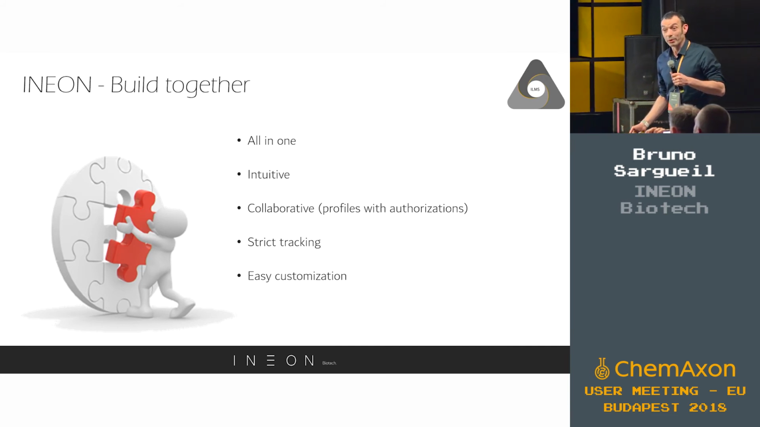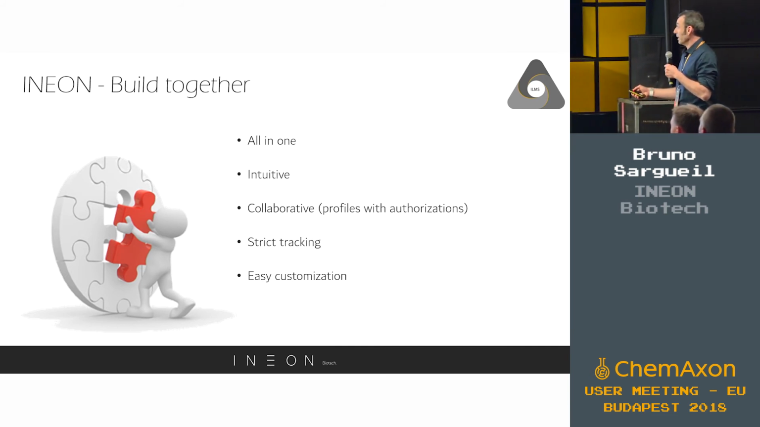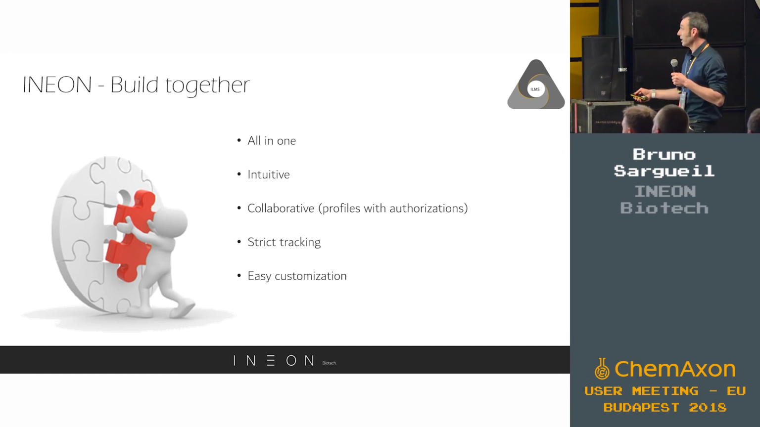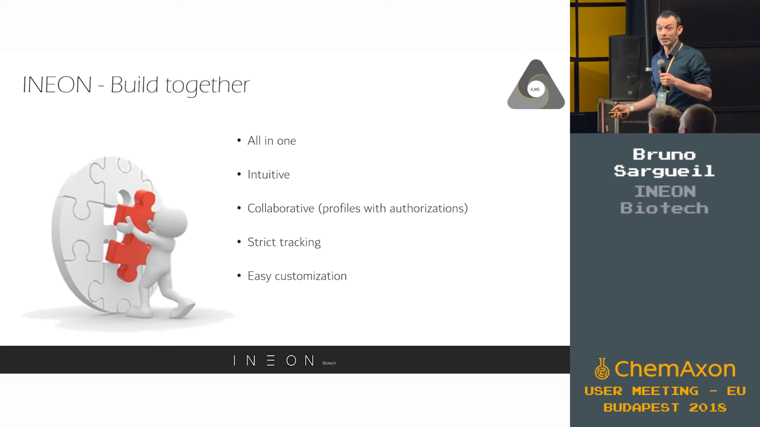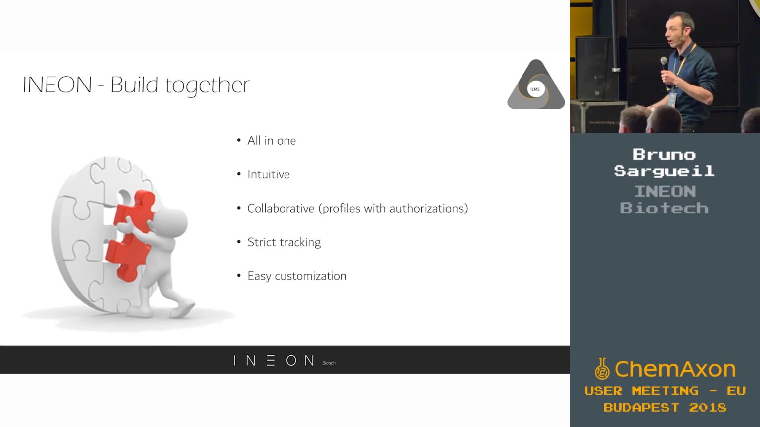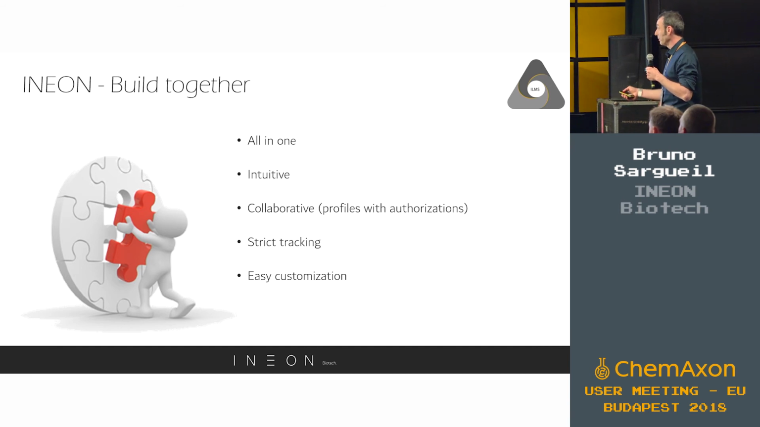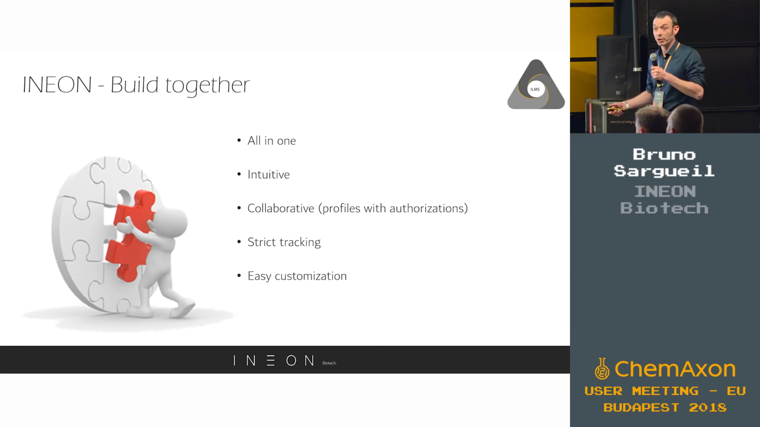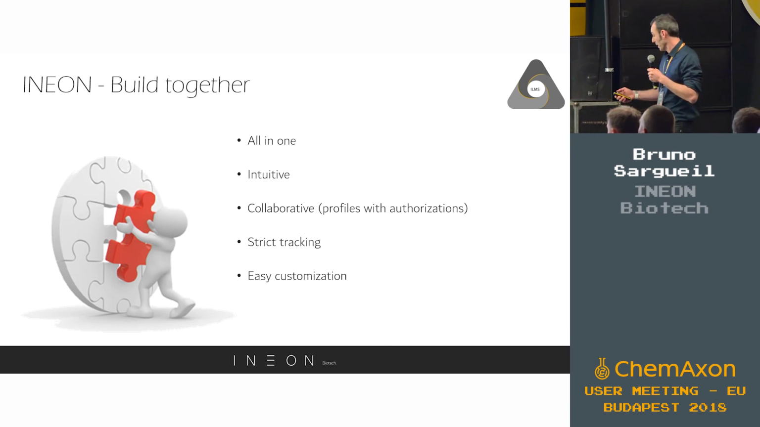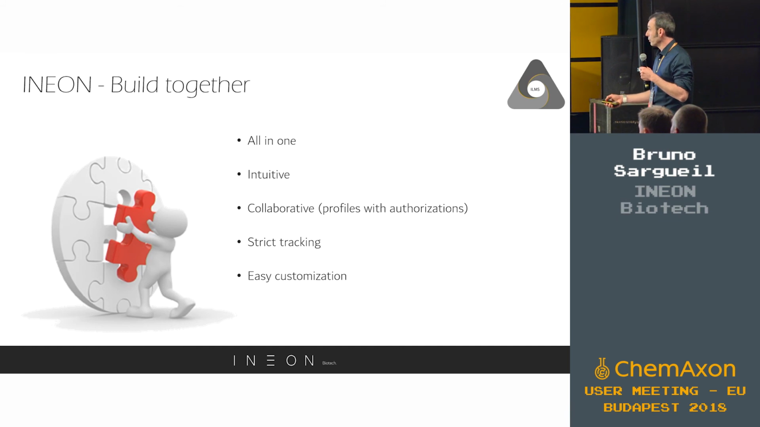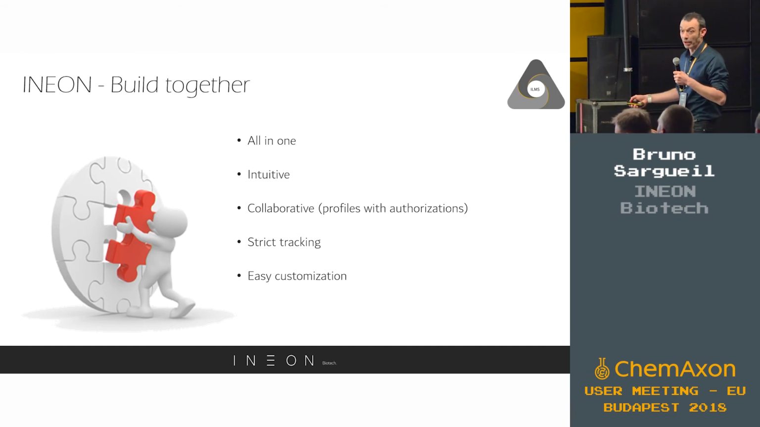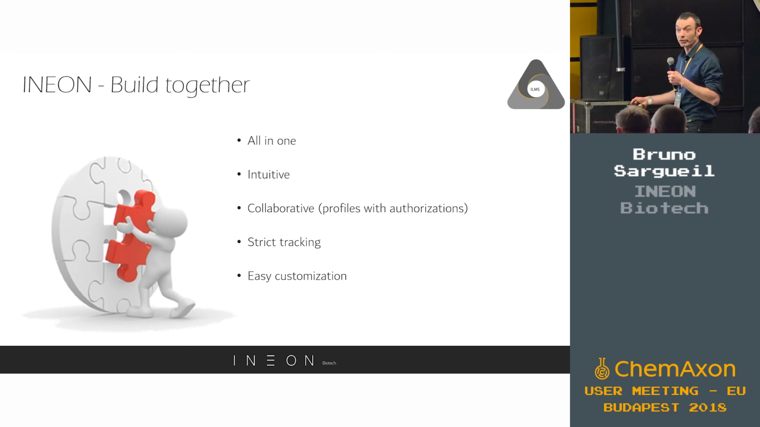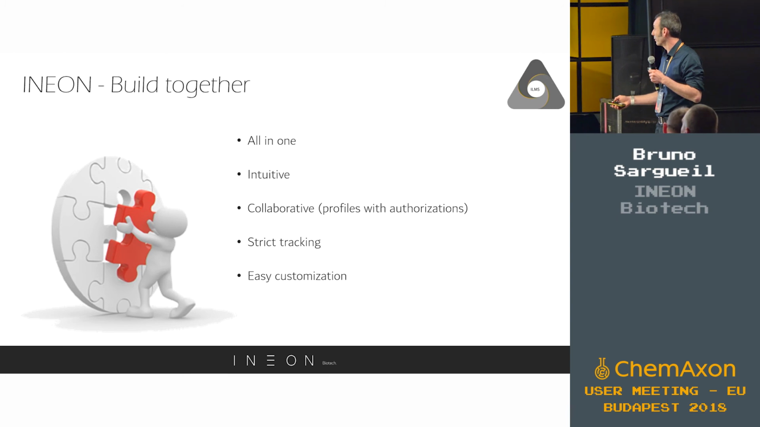Okay, so to summarize what I've just said, INEON is an all-in-one software for the whole process. It is very intuitive. Actually, you can have it in hand probably in less than 1 hour. It's collaborative because you log in with a profile with different authorizations that allows you collaboration with all other labs, with CROs. It allows a strict tracking of your libraries and of your data. And we are happy to offer customization for any of our customers.